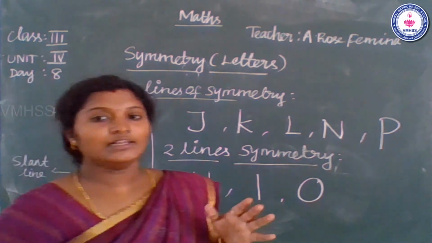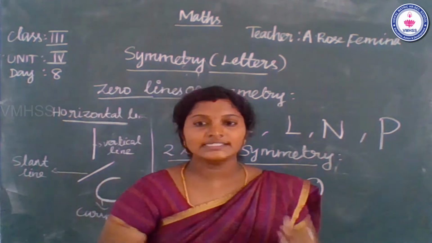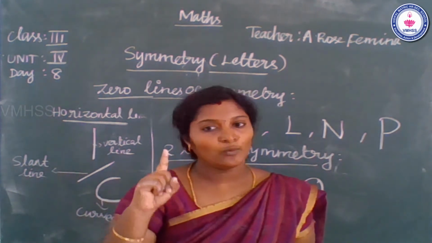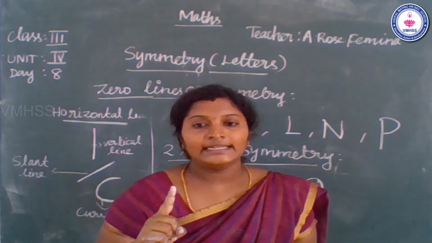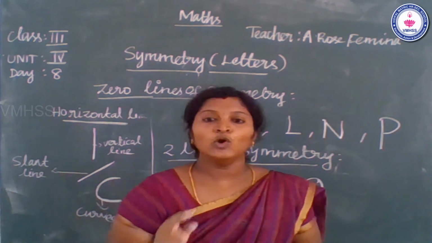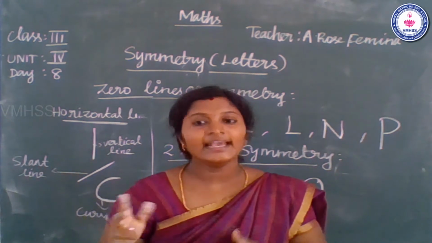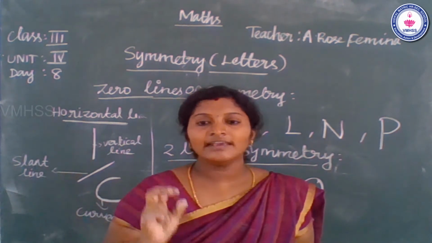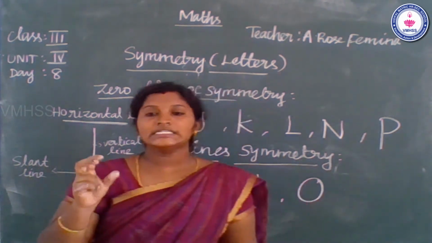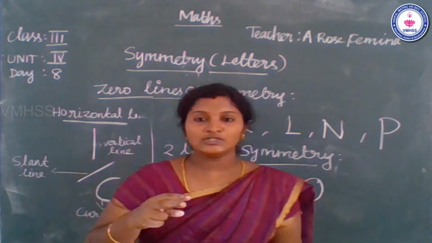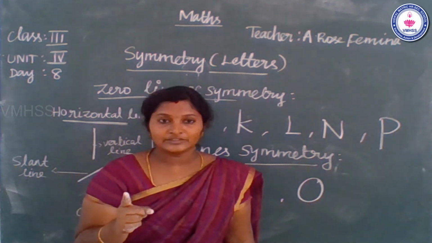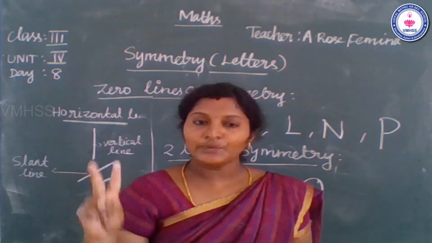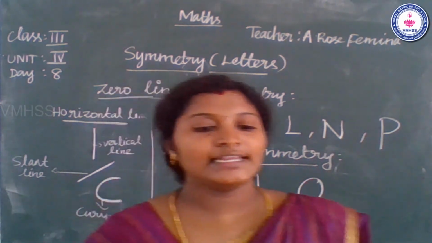Once again we recall. The letters A, B, C, D and E all have only one line of symmetry. A has a vertical line of symmetry while B, C, D and E have a horizontal line of symmetry. J, K, L, N and P have zero lines of symmetry. M has one line of symmetry. And H, I and O have two lines of symmetry. See the next slide.